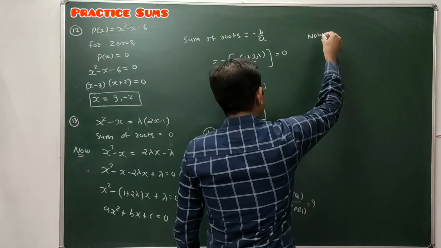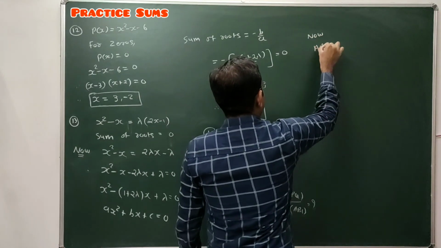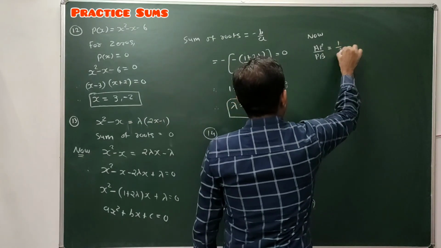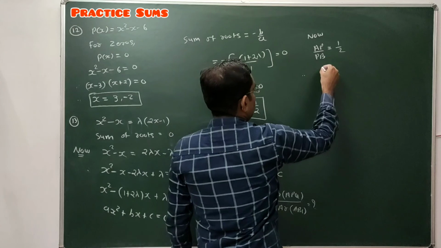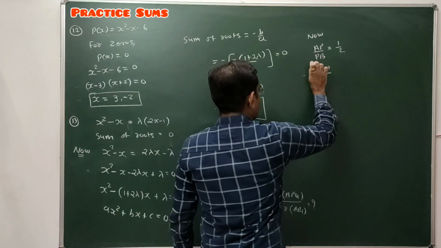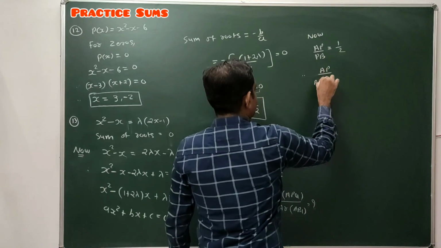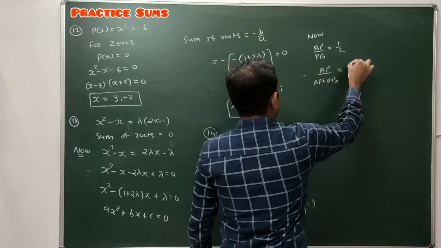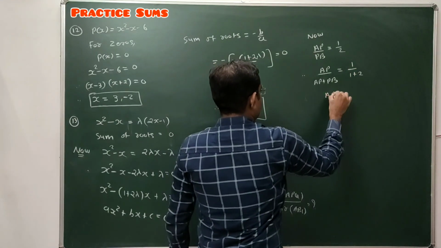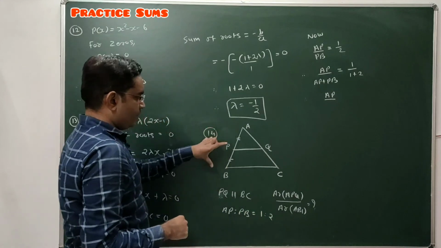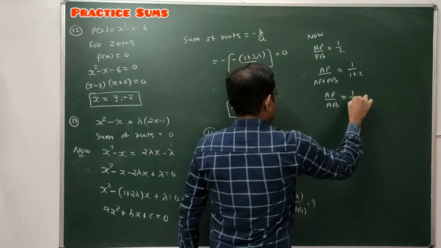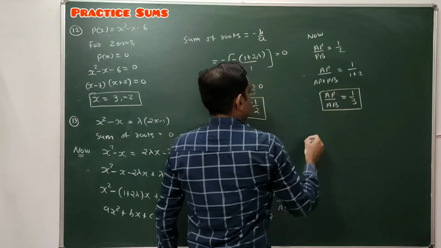We are given that AP ratio PB. So AP upon PB equal to 1/2. So here this can be written as AP upon AP plus PB equal to 1/1 plus 2. So this one is AP upon AP plus PB, which is nothing but AB, and this is equal to 1/3.